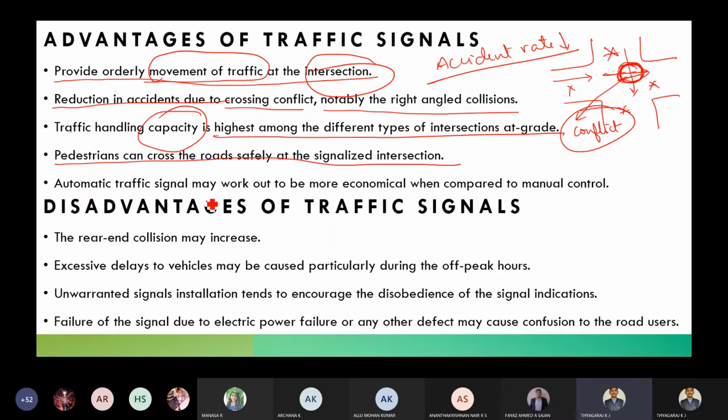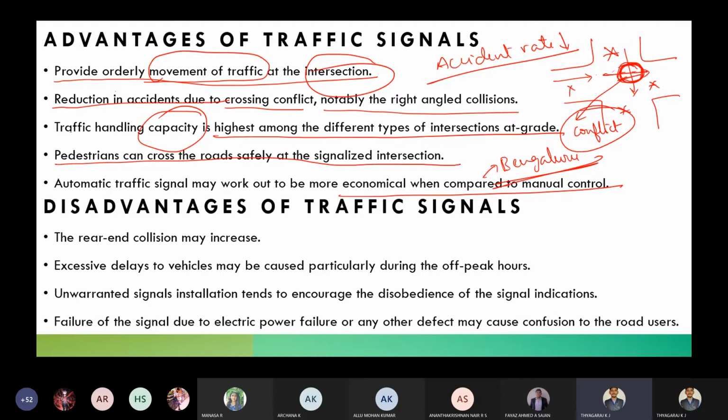Then automatic signals may work out to be more economical when compared to manual control. I think in Bangalore most of the traffic signals are automatic in nature. So in Bangalore, most of the signals are automatic, which is more economical.